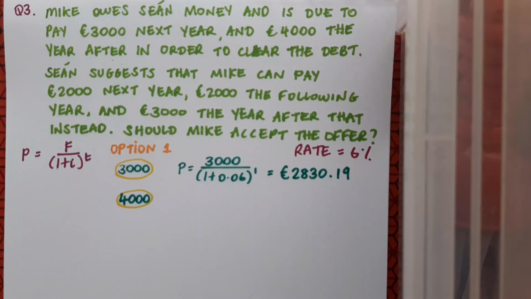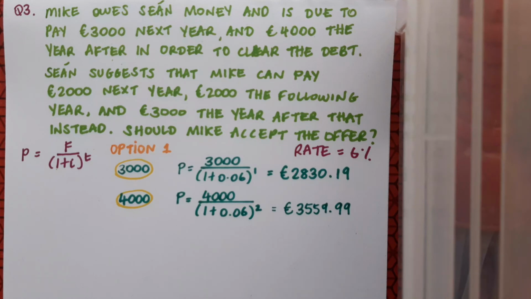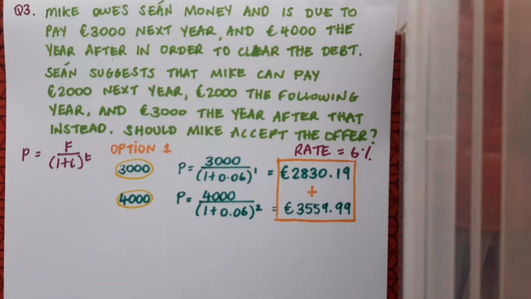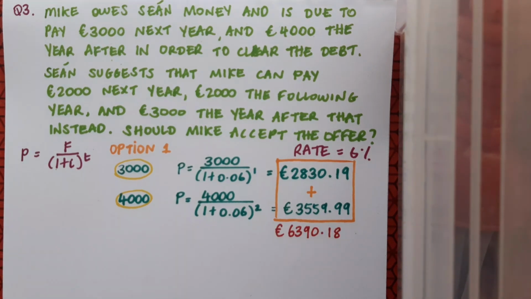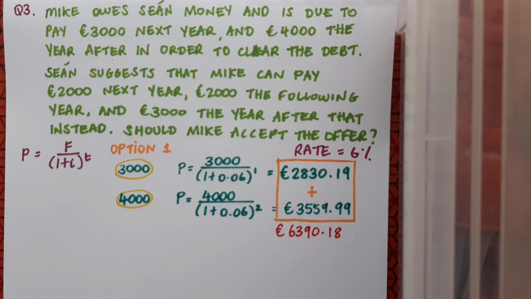In option 1, he'd also have to repay 4,000 the year after. Let's find its present value. So we've filled in our formula first of all. And the present value in this case is 3,559.99. So I'll add these two together. And I can see that option 1 has an overall present value of 6,390.18.